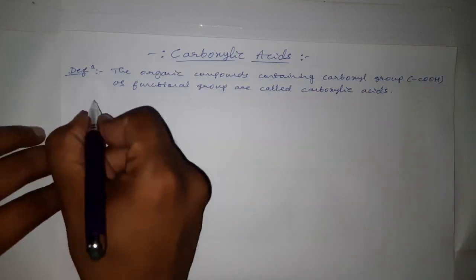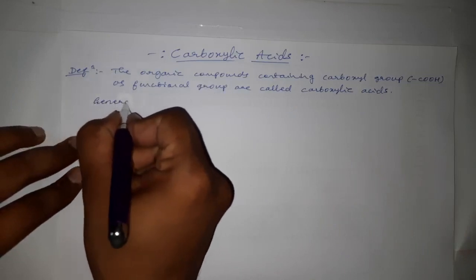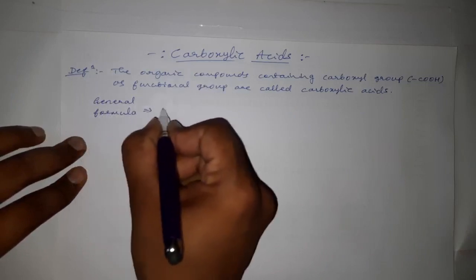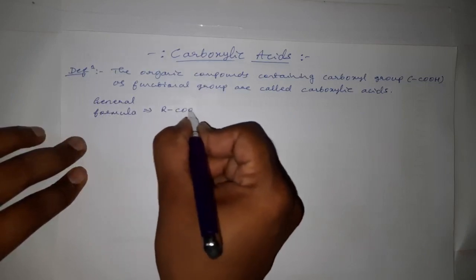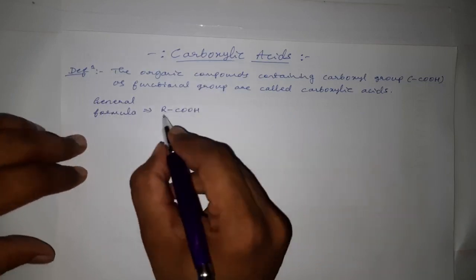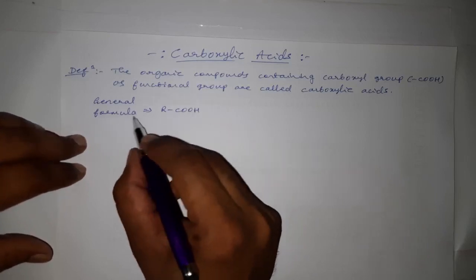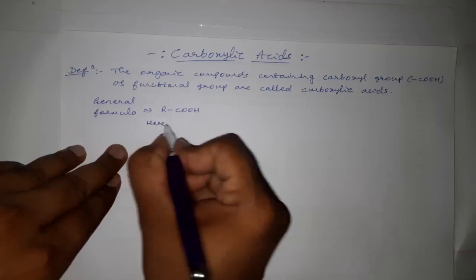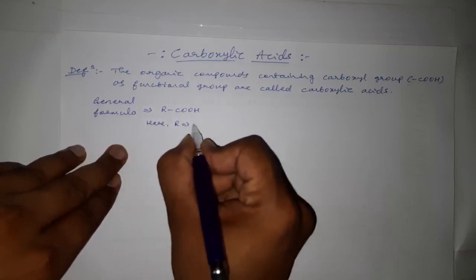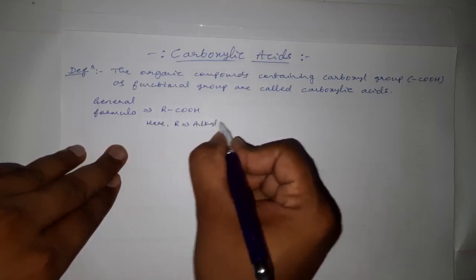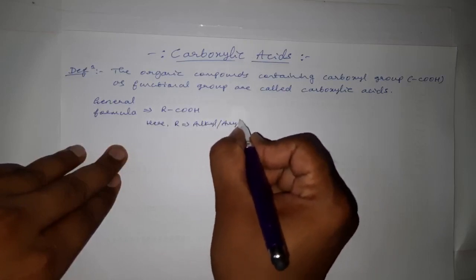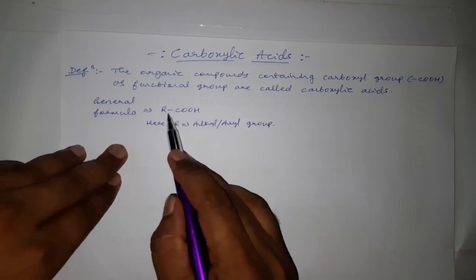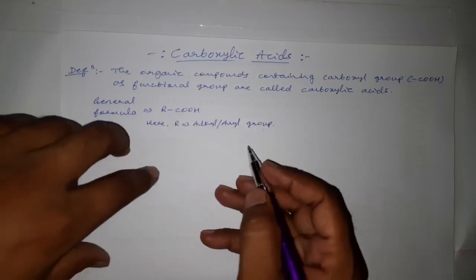And these are having the general formula as RCOOH. RCOOH is the general formula for carboxylic acids, and here this R represents any alkyl or aryl group. Here R means what? Any alkyl or aryl group.